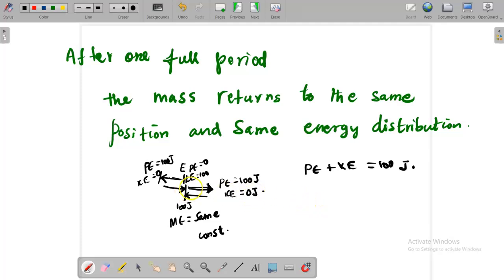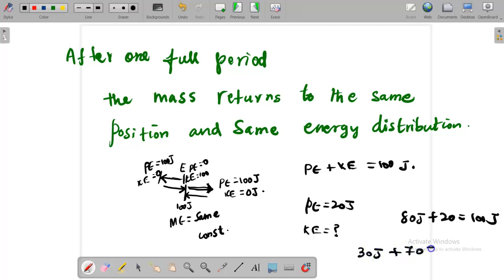At some point while it is moving towards or away, if the potential energy is 20 joules, what is the kinetic energy? You know it must be 80 joules, because 80 joules plus 20 joules is 100 joules. If the potential energy is 30 joules, what is the kinetic energy? 70 joules, because the mechanical energy is always constant.